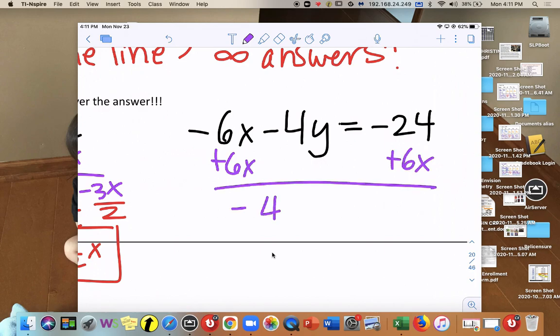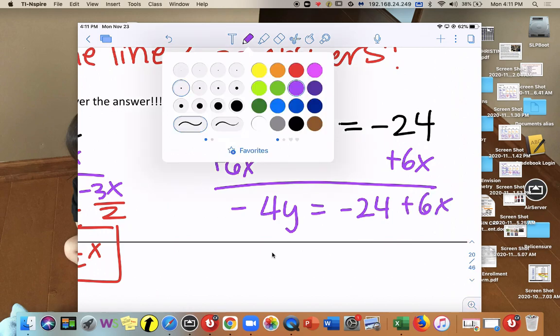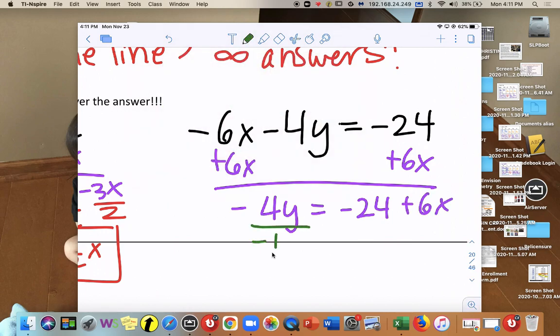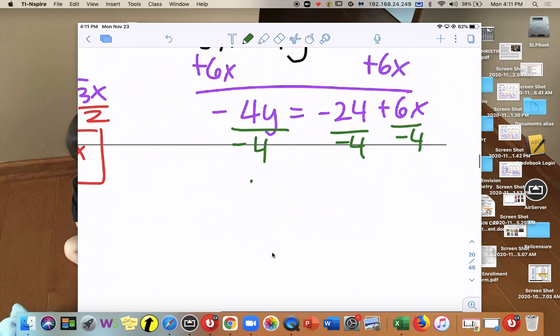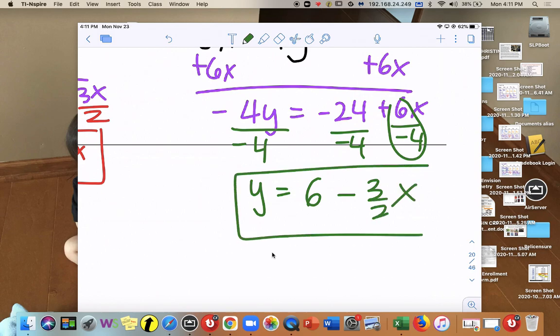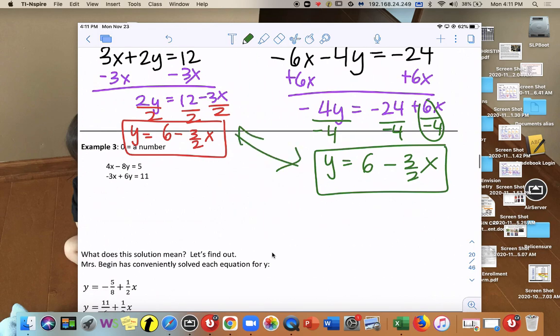I'll get negative 4y equals negative 24 plus 6x. I'm going to divide everything by negative 4. A negative divided by negative is a positive, so I'll get y equals 6 minus, and if I reduce the fraction, 6 over negative 4 is the same as 3 over 2. And notice, we get the same line right here. So if we were to graph them, they would be overlapping, and there'd be infinite solutions.